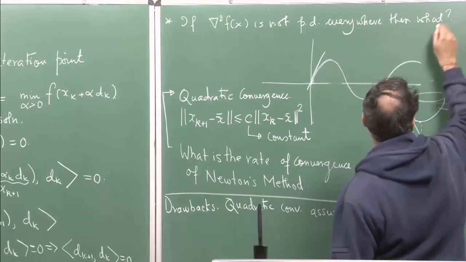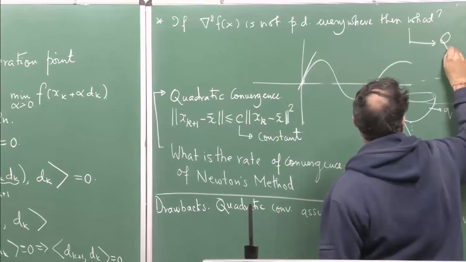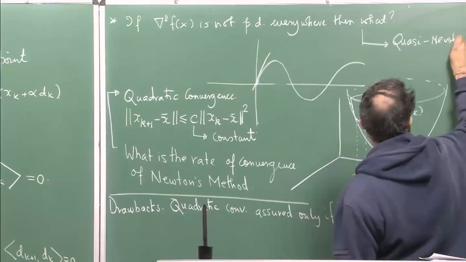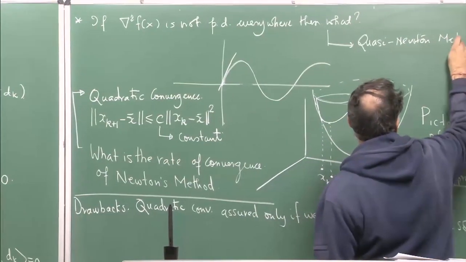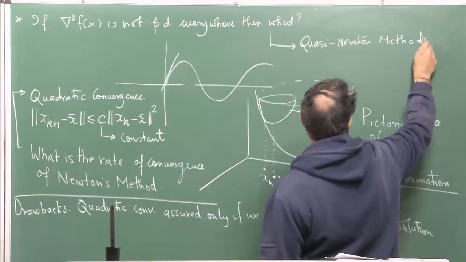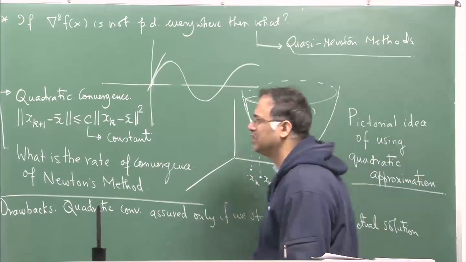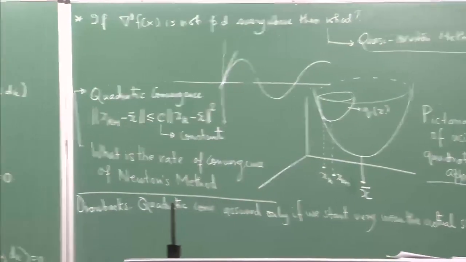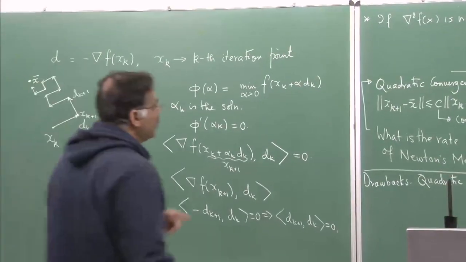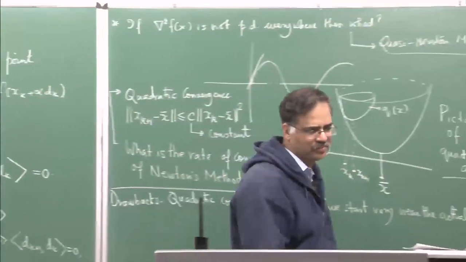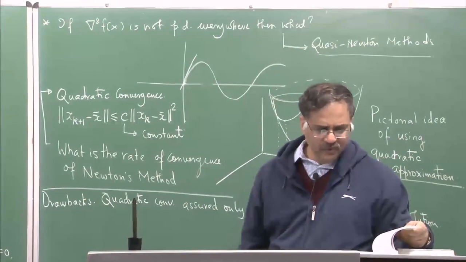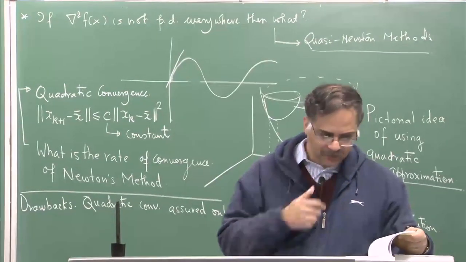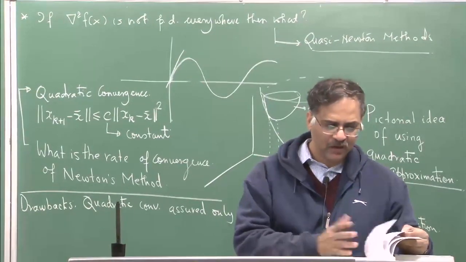So, these drawbacks have led to what we will study later as quasi Newton methods, which are one of the major methods for solving unconstrained optimization problems, where there is a very clever way to imitate the Newton method, but handle situations where this is not true. Now, let us write down our important result associated with the Newton scheme, its convergence.